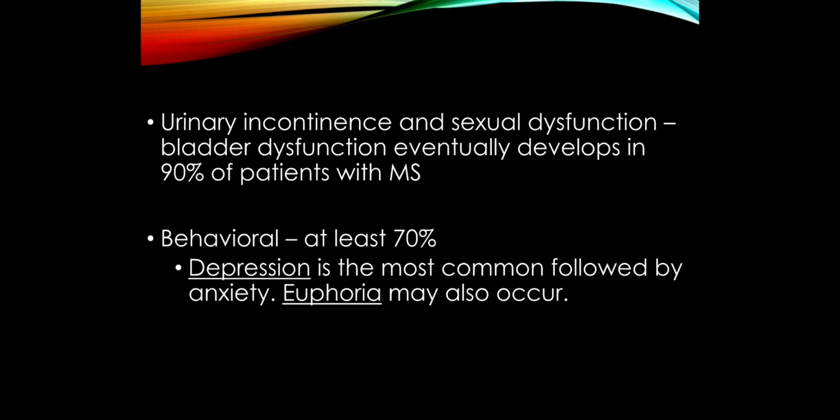Bowel and bladder function is, well, not so much bowel, but bladder dysfunction is very common. Sexual dysfunction is very common. These pathways are closely related to each other. And so that eventually develops in up to 90% of patients with multiple sclerosis. And behavioral changes are common in multiple sclerosis, in at least 70%.